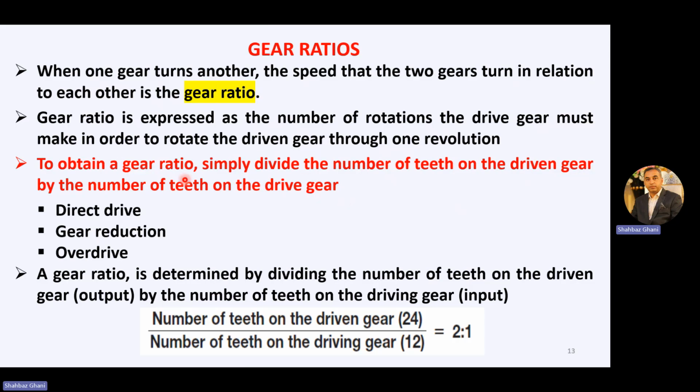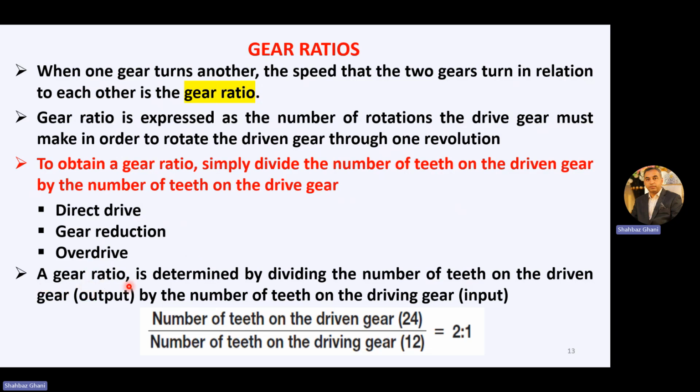To obtain the gear ratio, simply we have to divide the number of teeth of the driven gear by the number of teeth on the drive gear. There are three conditions, as we have briefly touched upon: direct drive, gear reduction, overdrive. We will study later on.